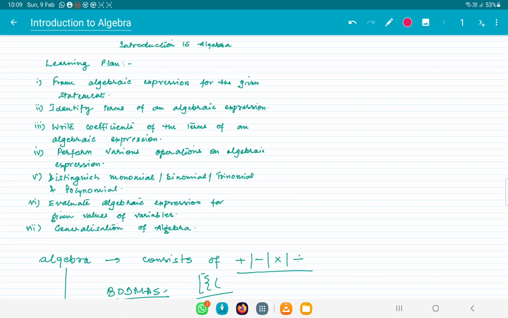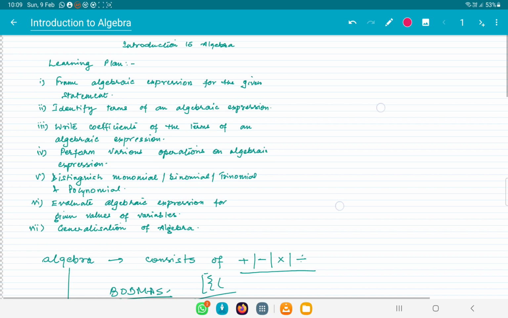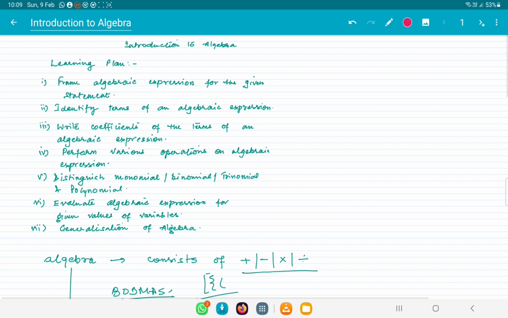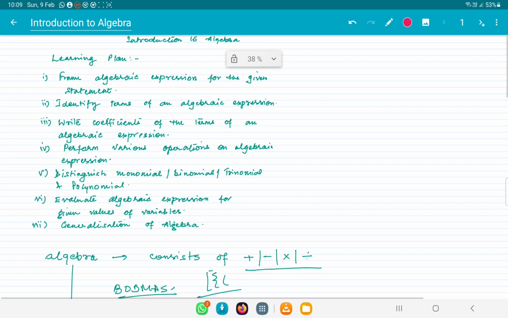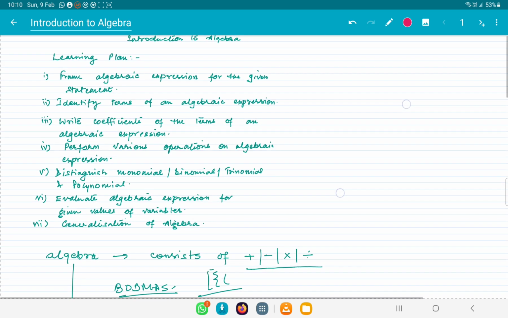Students, in this lecture we will see introduction to algebra. So in this we will see different things. What will be the learning plan? It is as follows. First we will see how to frame an algebraic expression for a given statement. Means some statement they will give you, and with the help of that statement you have to frame an algebraic expression.